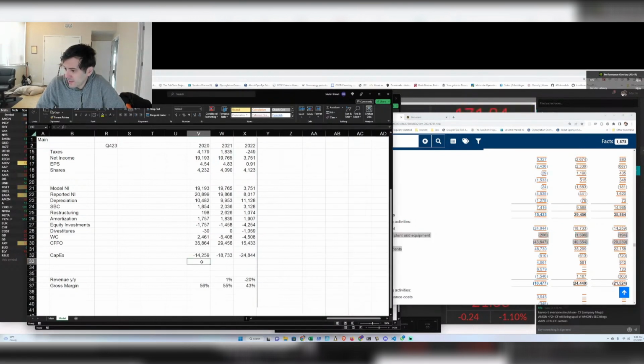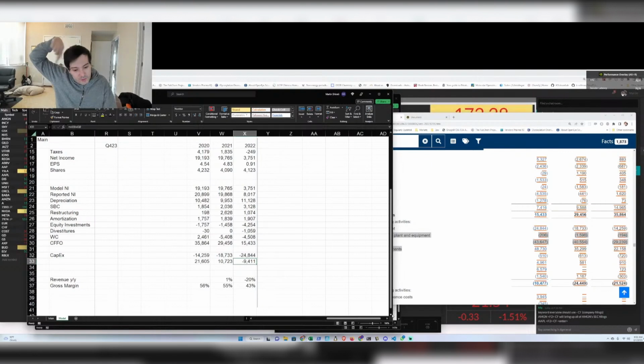So if you net these two out, you kind of get a concept called free cash flow. And you'll get 21 billion, 11 billion, and a loss of 9 billion. So how do you think about that? You know, the traditional rookie way of doing this stuff is like an earnings multiple, right?